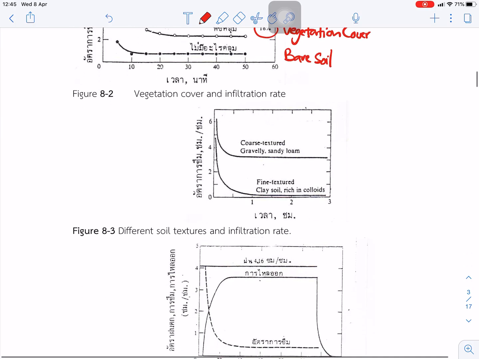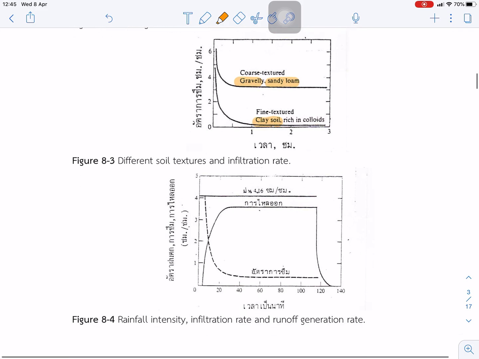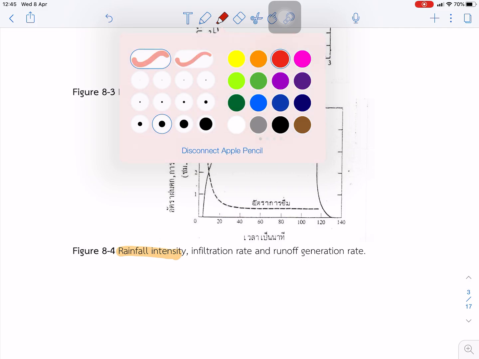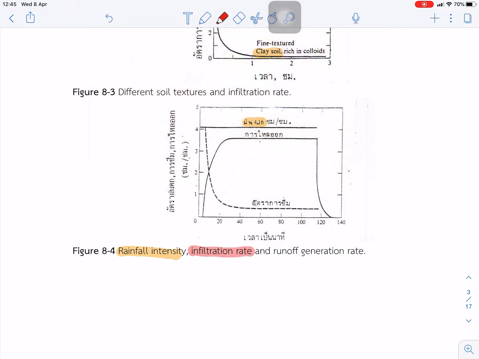And this figure shows the difference of the soil texture. The bottom one is clay soil compared to the gravel and sandy loam. This one shows the relationship between the rainfall intensity and the infiltration rate. Okay, that is infiltration rate. And the runoff generation. This is the runoff generation rate, so it's the water balance.